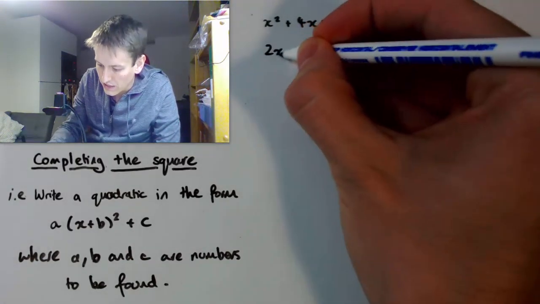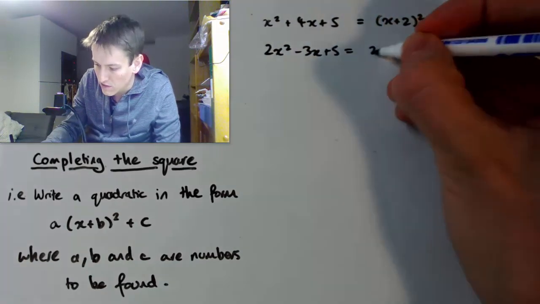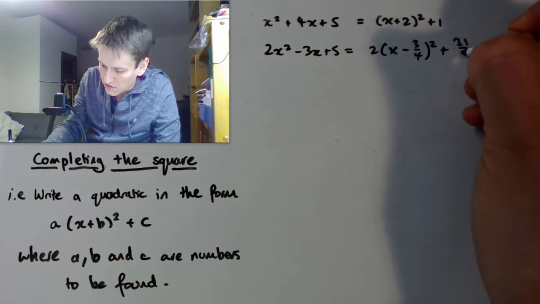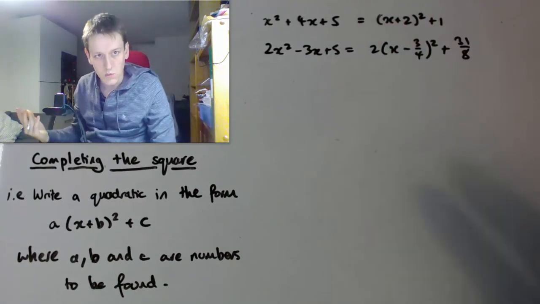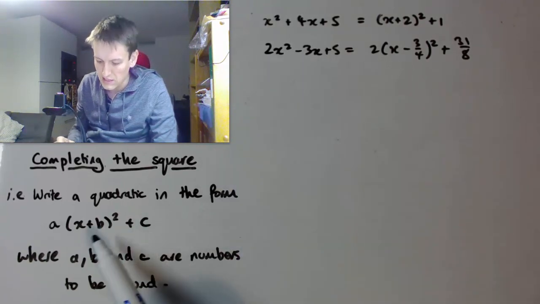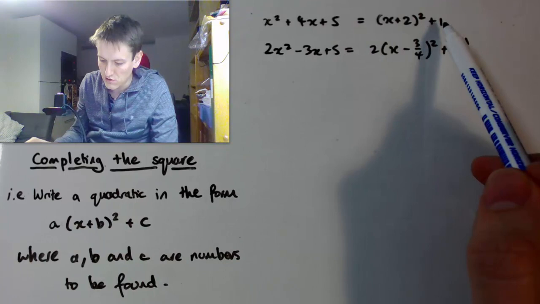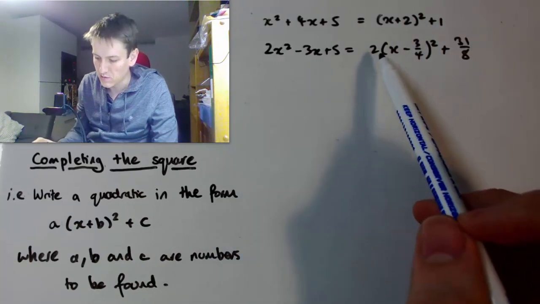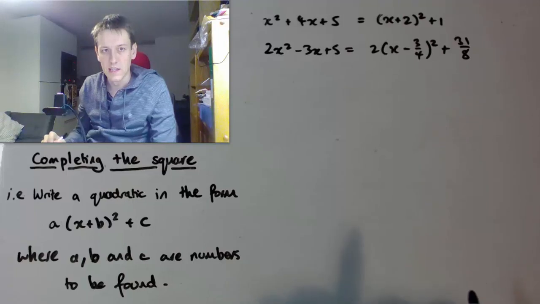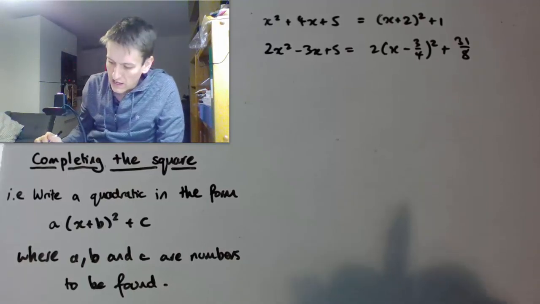Or, if we had 2x squared minus 3x plus 5, that would be 2 times (x minus 3/4) squared plus 31 over 8. We'll see how to work these numbers out in a second, but I've just rewritten the quadratics so they're in the form here. In the first one, a is 1, b is 2, and c is 1. In the second one, a is 2, b is minus 3/4, and c is 31 divided by 8.